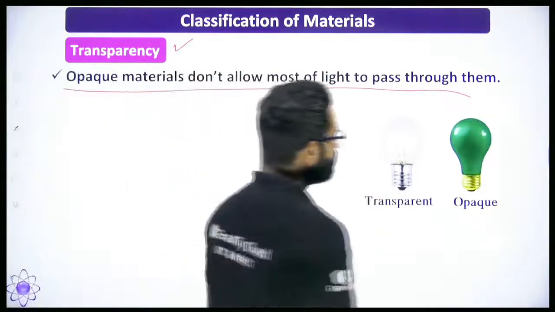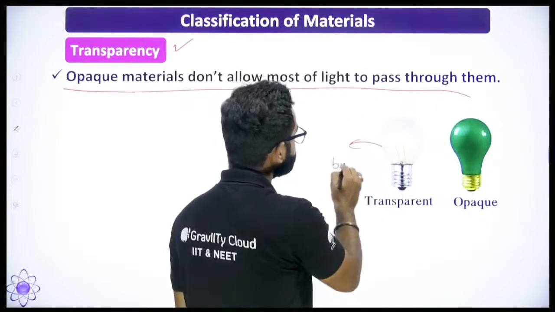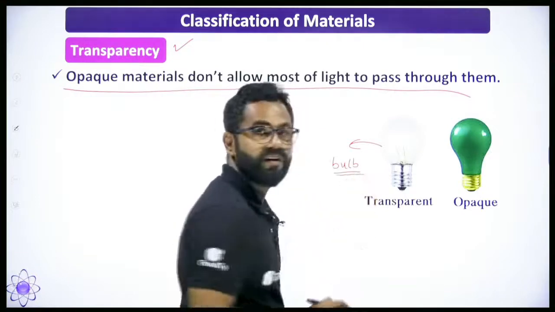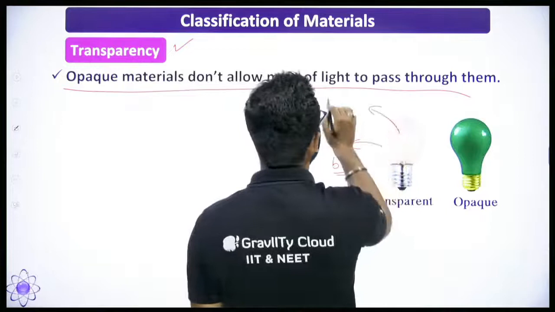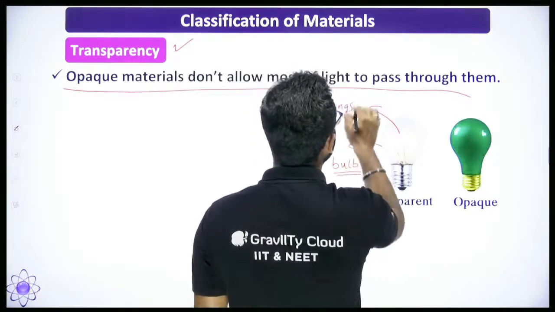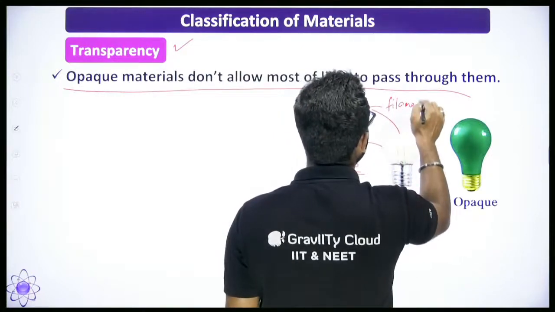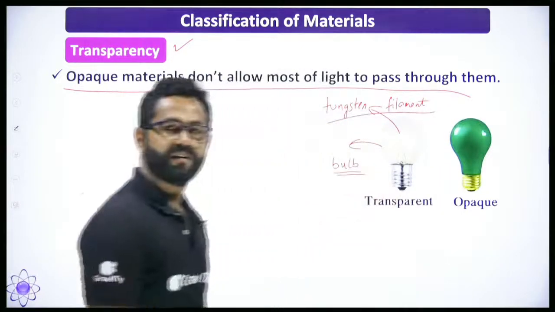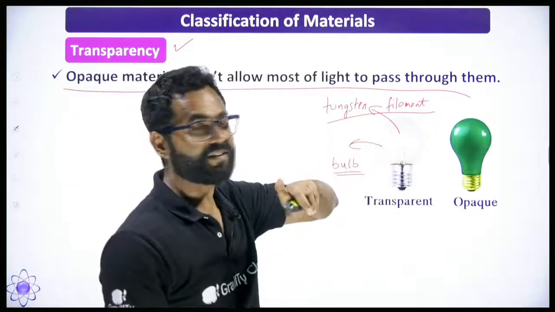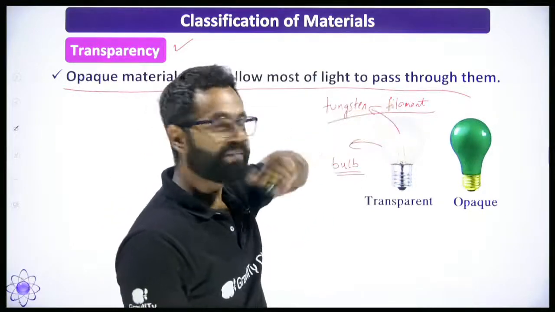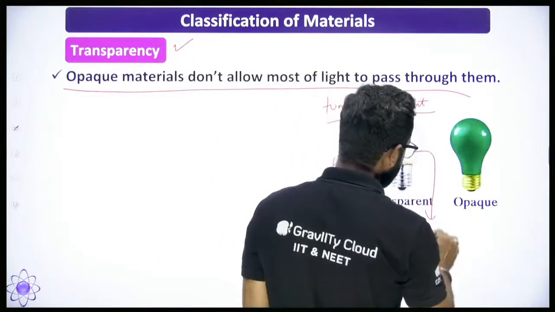Look here. Suppose this is my glass. This is my bulb. Right. Now inside the bulb, what is it? We have the tungsten filament inside the bulb. So I have the glass bulb. Inside the glass bulb, I can easily see the tungsten filament. That means this glass is transparent. This bulb is transparent.